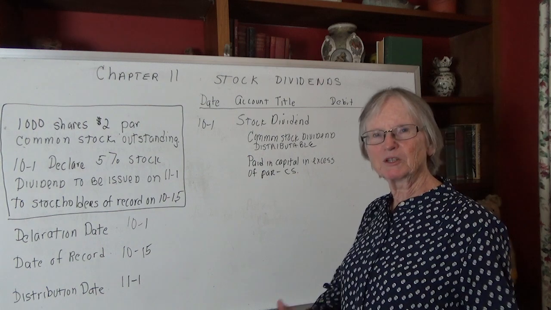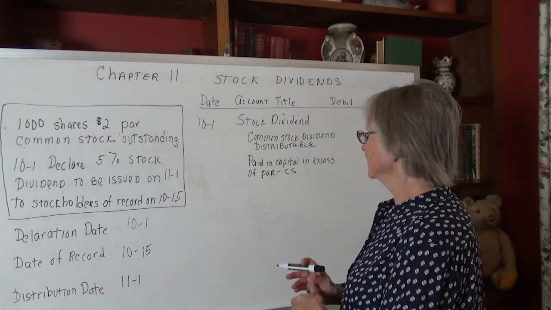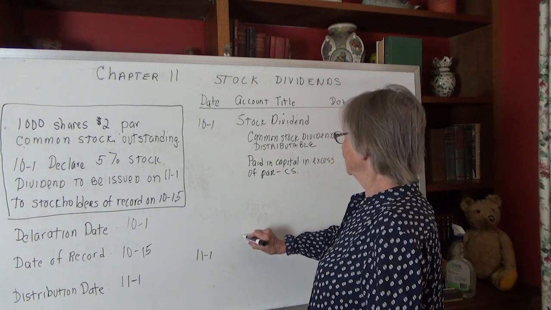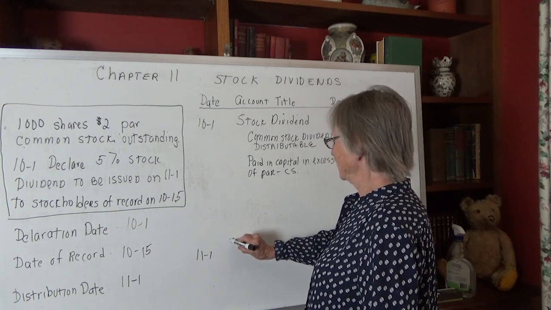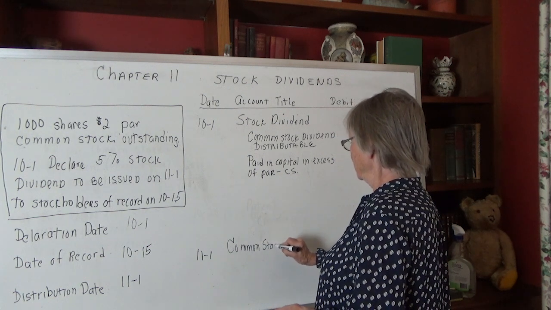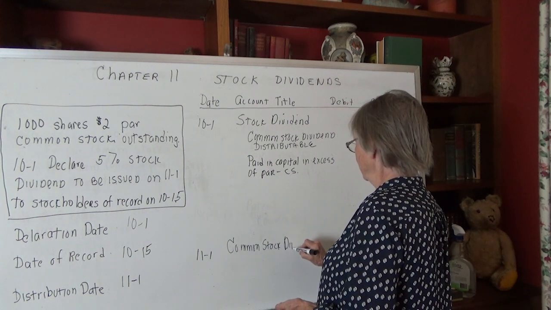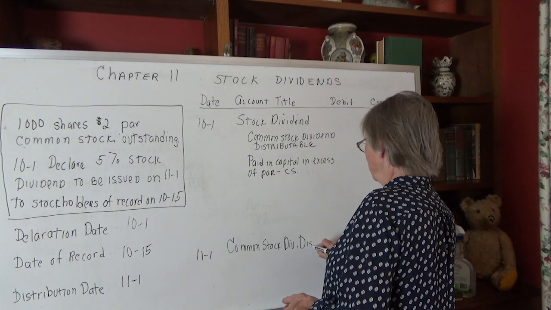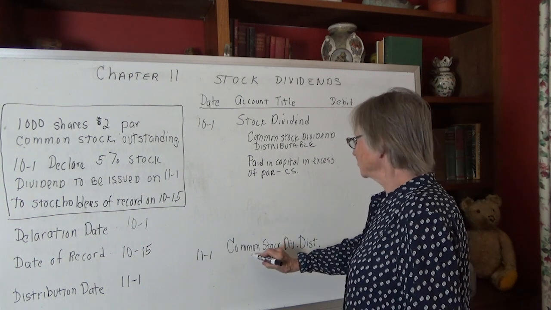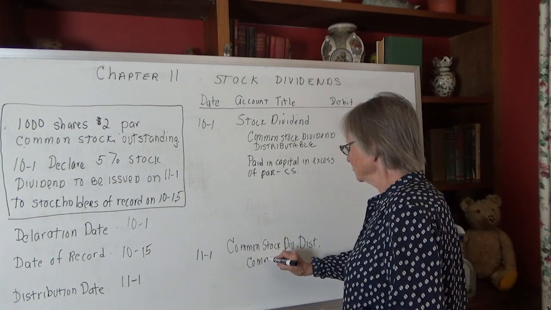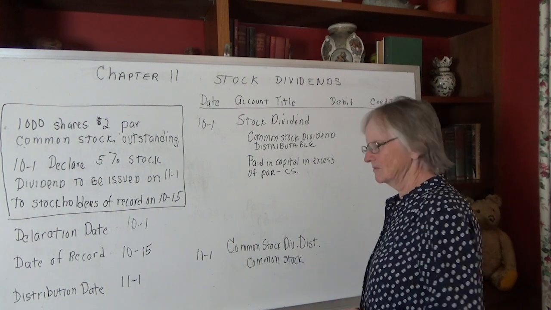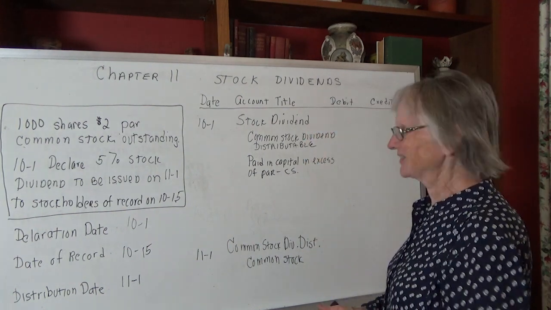Date of record, there could be a memo, just as with a cash dividend. And then on the distribution date, when we actually distribute it, we would be debiting our common stock dividend distributable, okay, from up here, and we would be crediting common stock because we've issued more common stock. Notice, no cash, no cash.